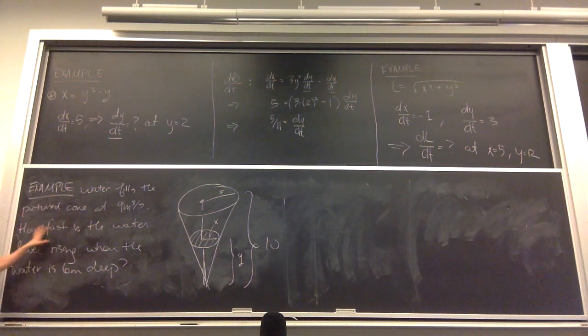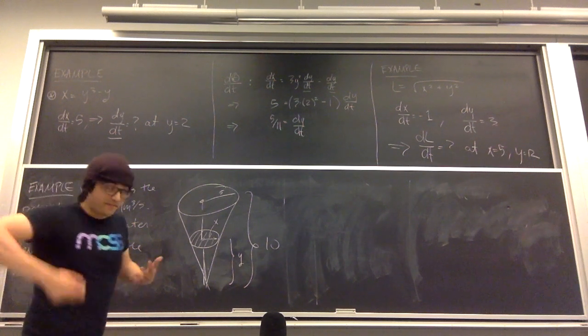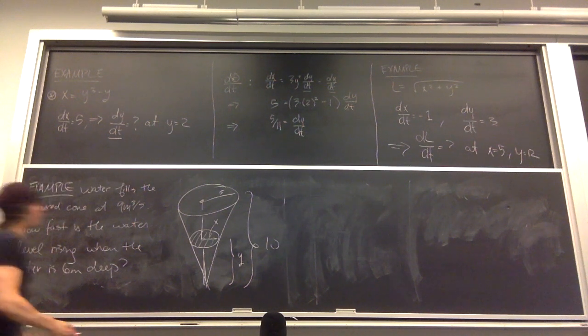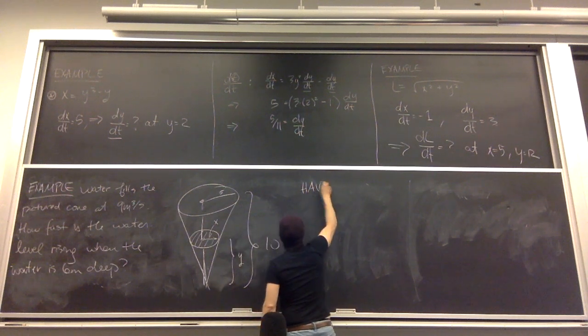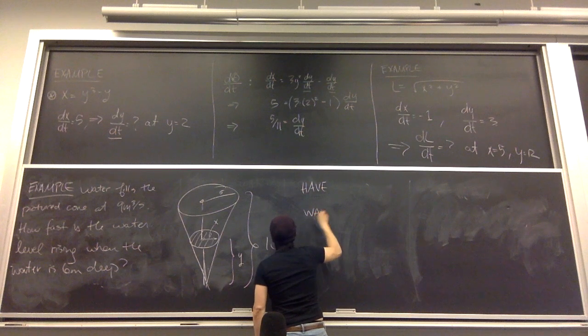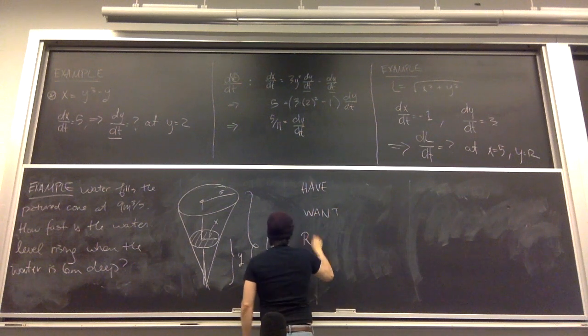Okay, so let's look at the problem statement and see what kind of information they've given us. That's basically what you have to do. I want you to be able to write down what we have, what we want, and how they are related.